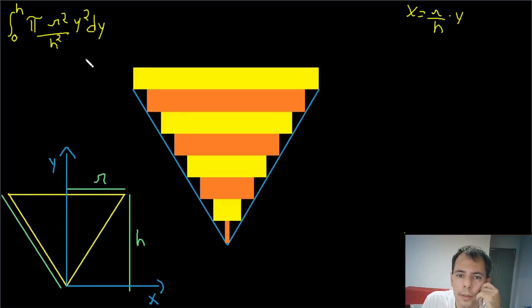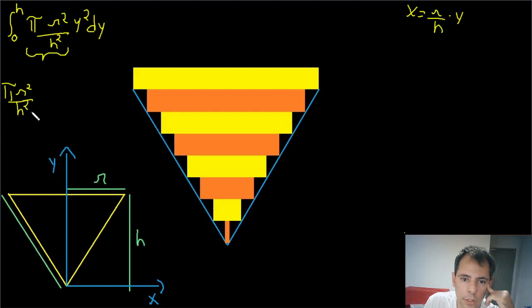Now, you have all this here. This is not going to change with respect to y. Does pi change? When y is 100, is pi going to be 5? No, pi is always approximately 3.14, and r is the same because it's the radius at the base and doesn't change. This height is the height of the cone, it doesn't change. So these things are constant, and you can take them out of the integral. So you can say pi r squared divided by h squared times the integral from 0 to h of y squared dy.